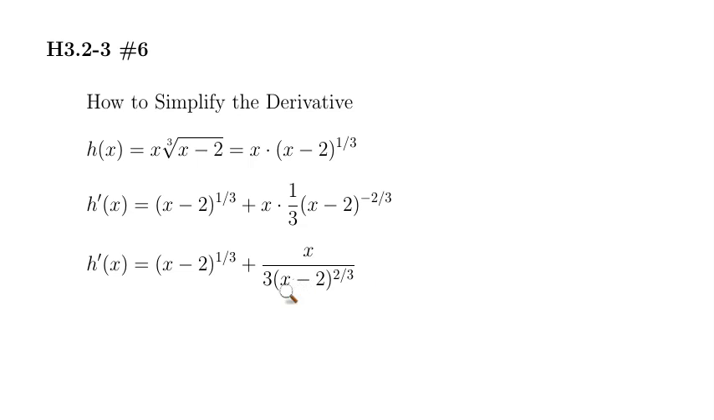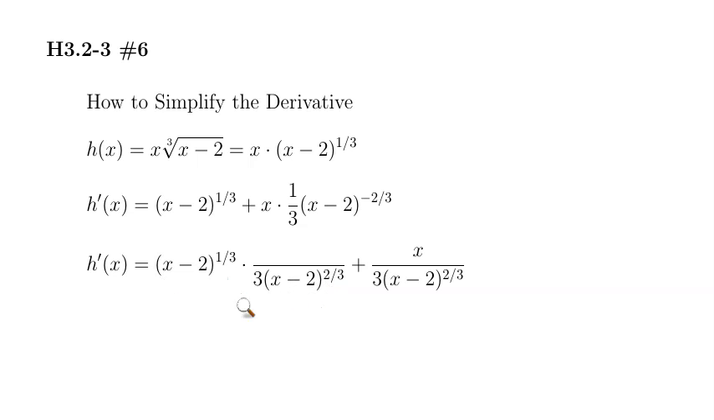So we're going to put the same denominator on the first term too. What I'm going to do is multiply the first term, on the bottom, by 3 times (x minus 2) to the 2/3 power. So it's going to look like this. Since I want to match the denominator, I'll put exactly the same denominator on the bottom.